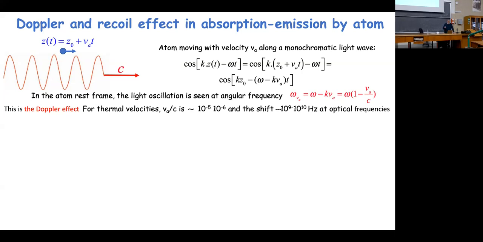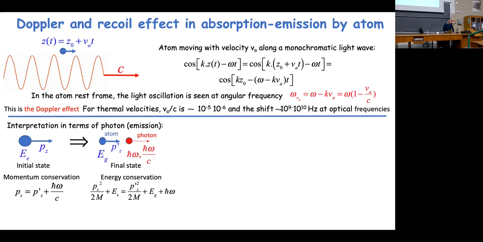Now, let's look at how you describe this effect when you discuss the exchange between atoms and light in terms of photons. So I show you here this interpretation in terms of photons. I consider the emission process. I assume that I have an excited atom whose internal energy is E sub e. It emits a photon and falls in the ground state with energy E sub g. And it emits a photon of frequency omega, that is energy h bar omega, and momentum h bar omega over c. The initial momentum of the atom is p z, and the final one is p prime z. And I assume, just for simplicity, motion in one direction.